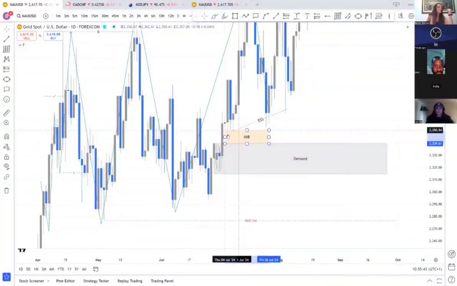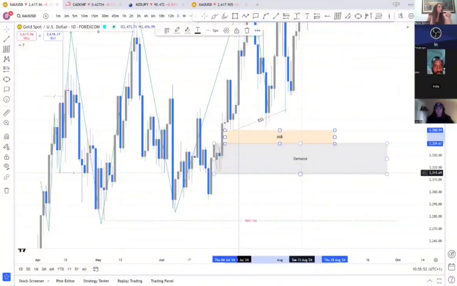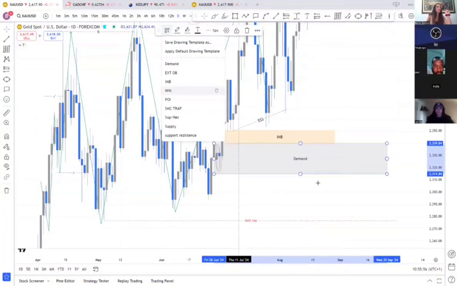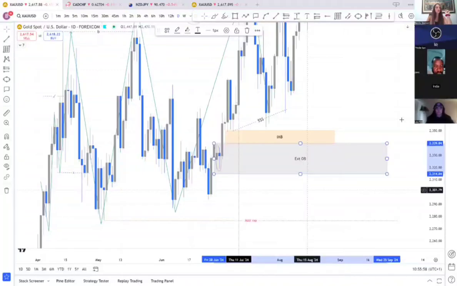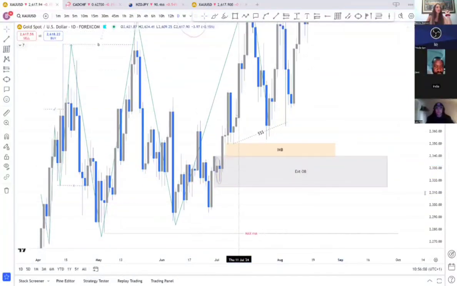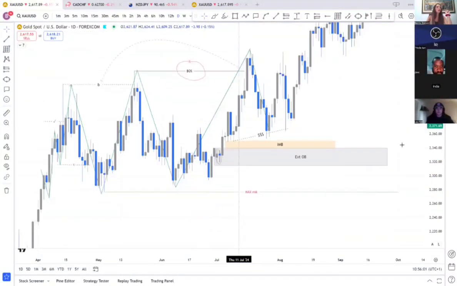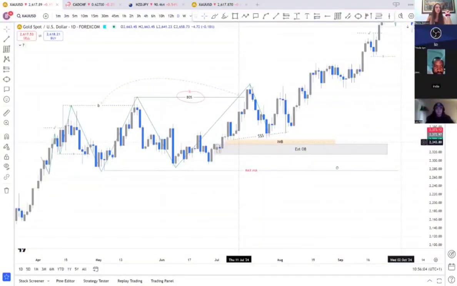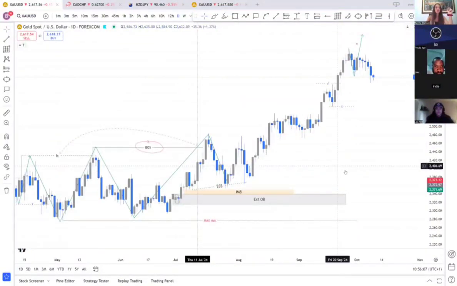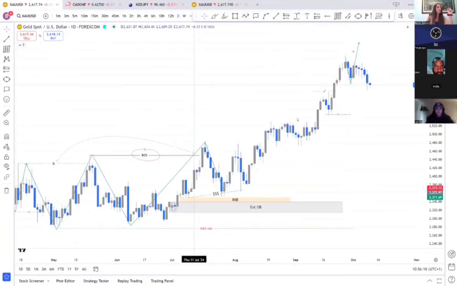We can see that the price reacted to this imbalance earlier, but we still need to expect the price to come here, and this right here will be called an extreme order block because it's the lowest point of the last break of structure we have in daily time frame. And then we can see where was the last displacement of our inducement, and that will be our 50% chances to be respected because of the momentum.